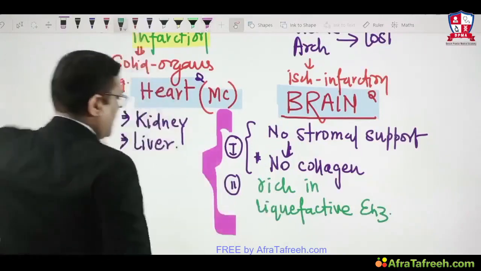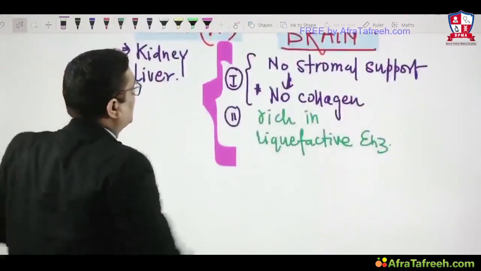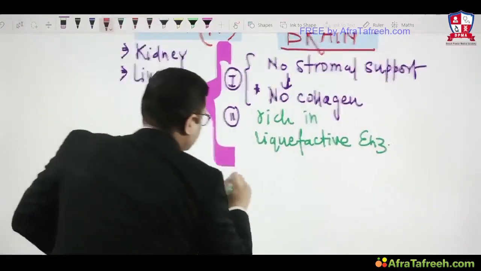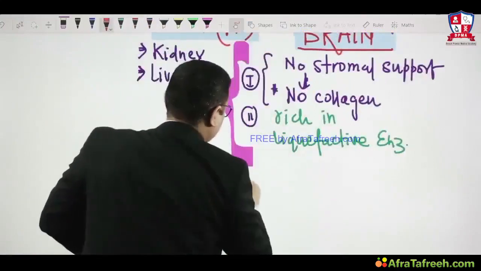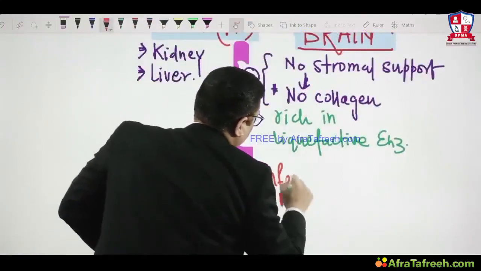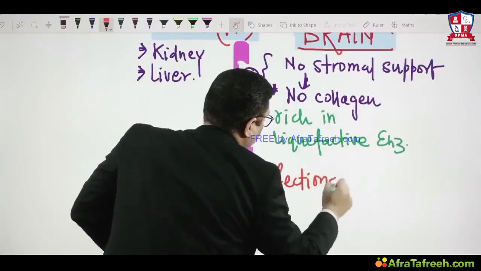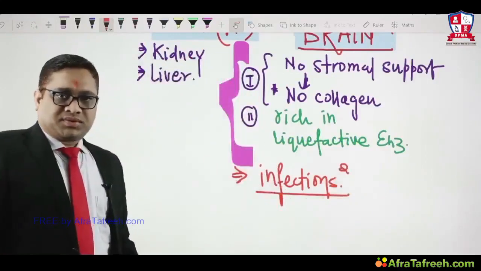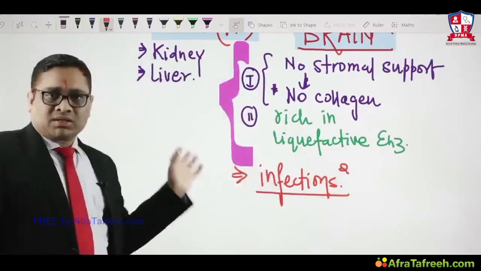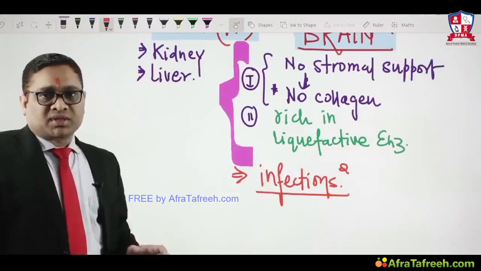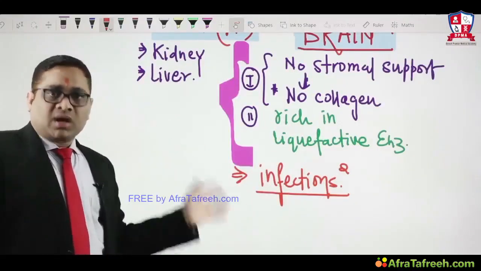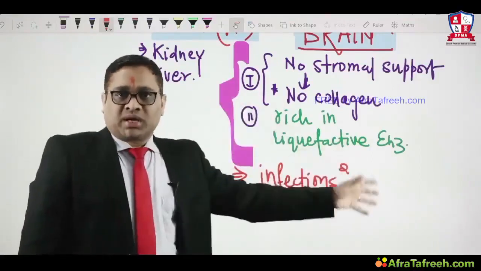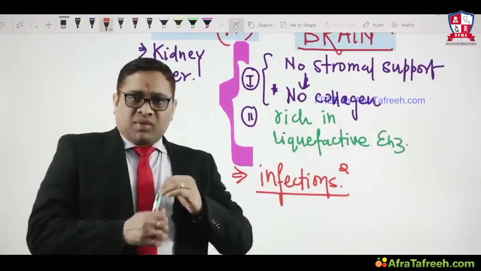Apart from that, liquefactive necrosis will be seen in infections also. So just keep that in mind. Whenever we are seeing any infections, bacterial enzymes will be released and they will cause liquefactive necrosis, right? So these are the two patterns of necrosis which we have discussed: coagulative and liquefactive. Coagulative is most common, tissue architecture will be preserved. Liquefactive is less common, tissue architecture will be lost, right?